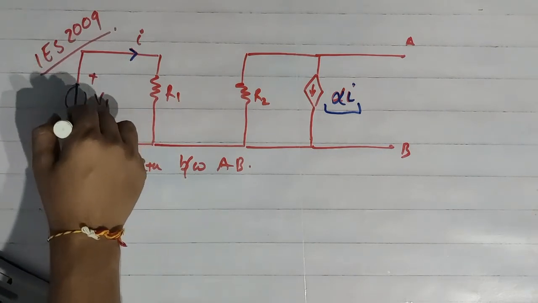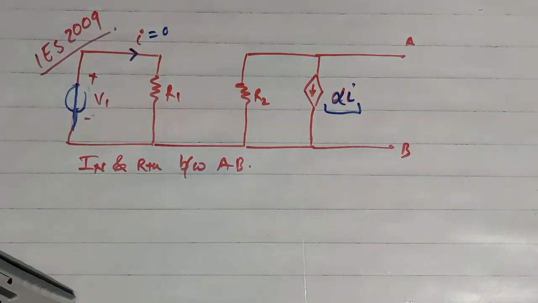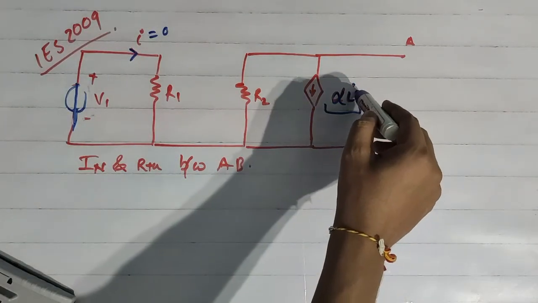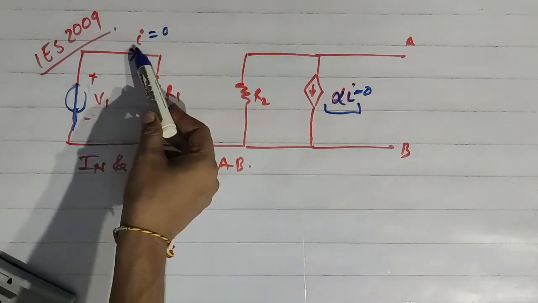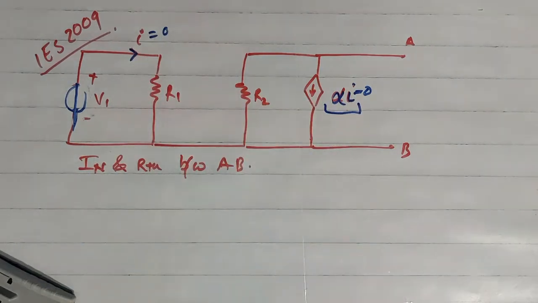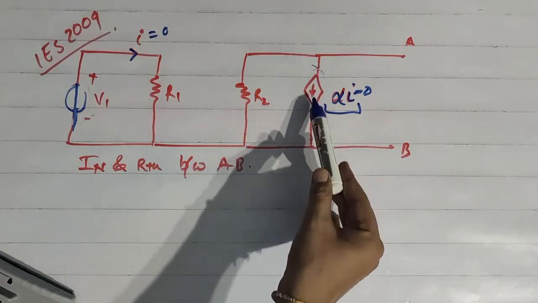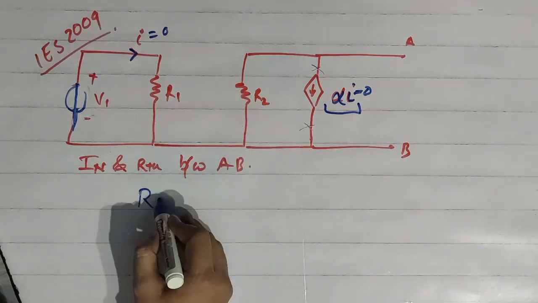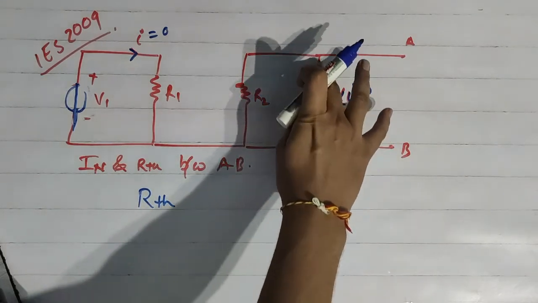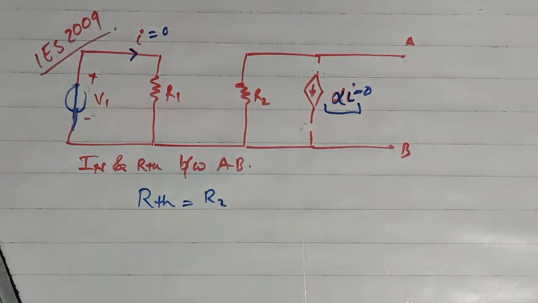So on short circuiting this we get I is equal to 0. When current I is equal to 0, then this current source will become equal to 0, because this is dependent on this current I. When this I is 0, this is also equal to 0. So when this is 0, then this acts as an open circuit. In that case RTH is simply equal to R2. So here RTH is equal to R2.